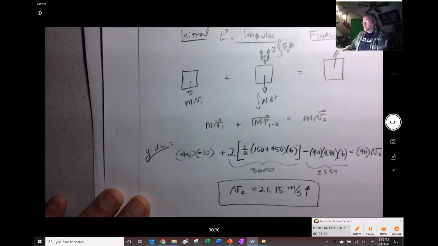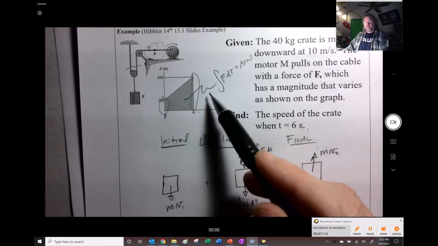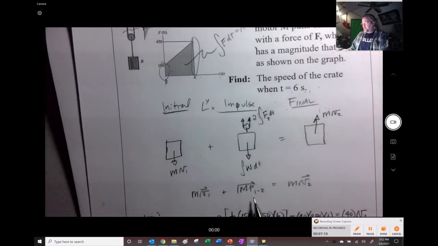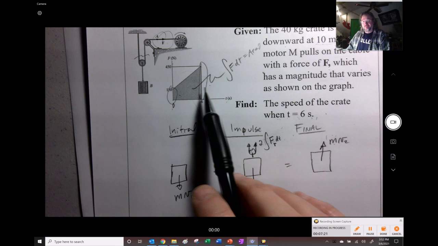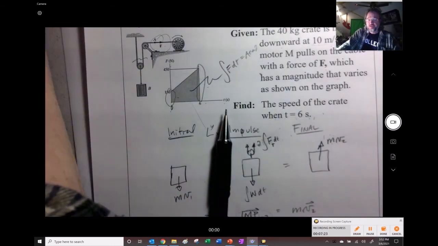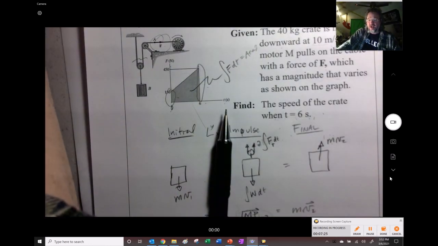So the important point here is that this integral, that impulse, we can integrate by finding the area. That's a pretty common problem that you'll see in impulse and momentum.